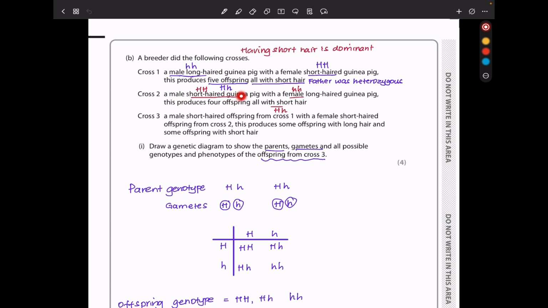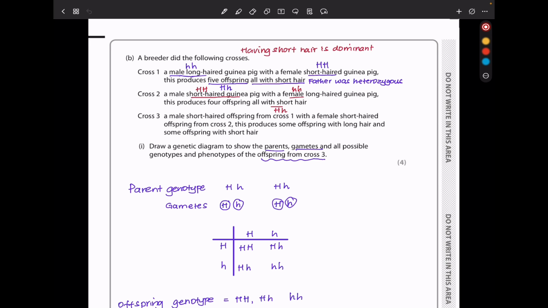A male short-haired guinea pig with a female long-haired guinea pig. This produces 4 offsprings, all with short hair. Because all offsprings have short hair, it means this short-haired guinea pig was not heterozygous, but it was homozygous in this condition. And again, this HH is for that part.